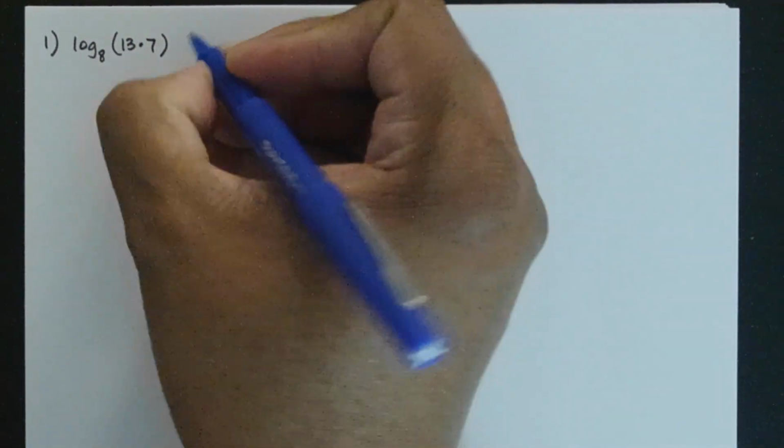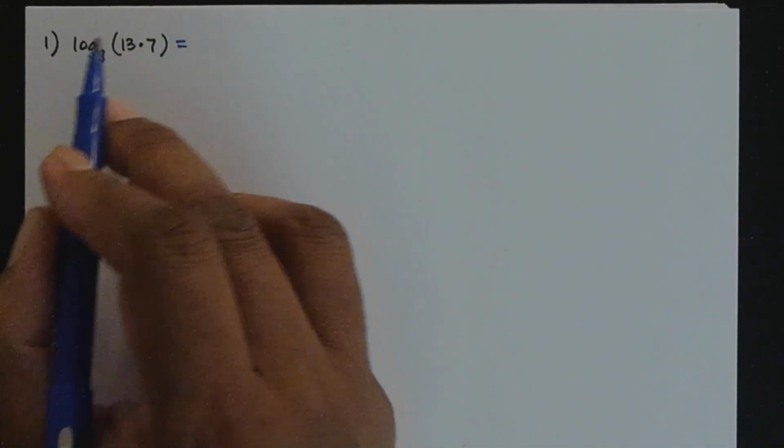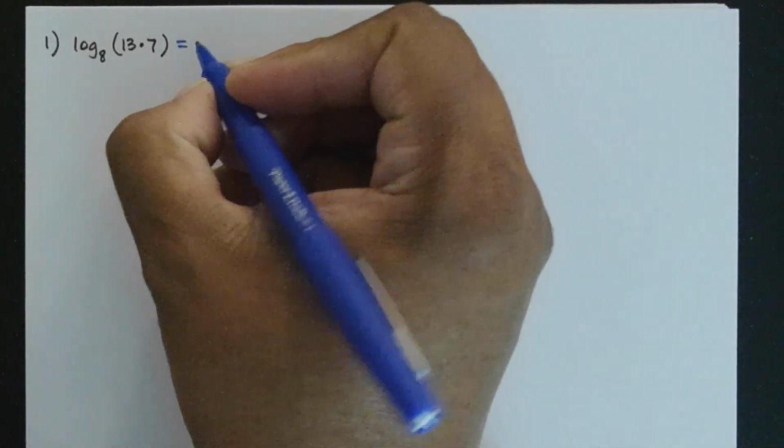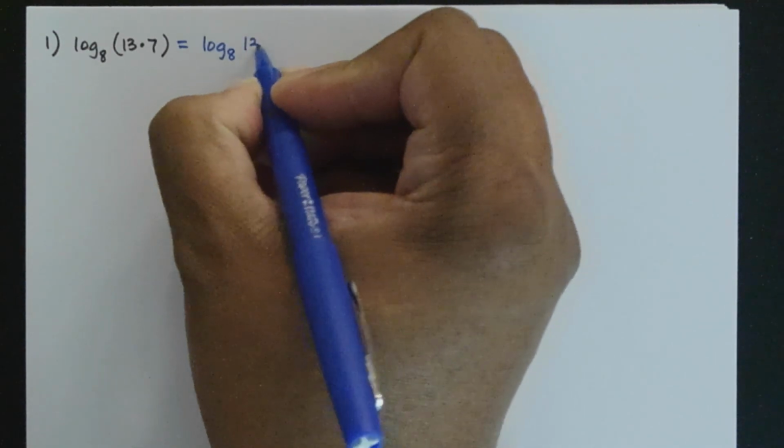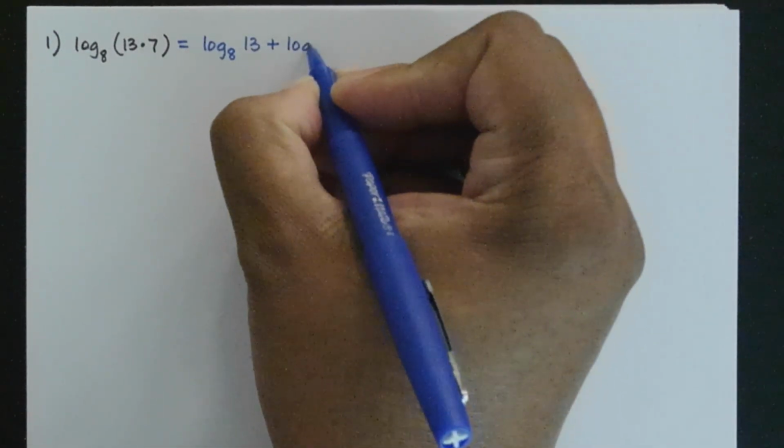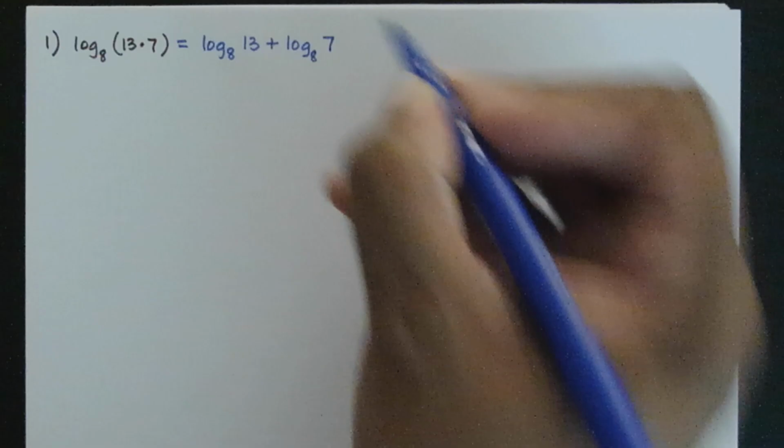Now, in section 4.3, we did 3 different rules for properties of logarithms. One of them was the product rule, the other one was the quotient rule, and the third one was the power rule. So what rule do I need to use here to expand this logarithmic expression? The product rule, because notice I have a log of the product. I need to write that as the sum of their individual logarithms. So log to the base 8 of 13 times 7 would be log to the base 8 of 13 plus log to the base 8 of 7.